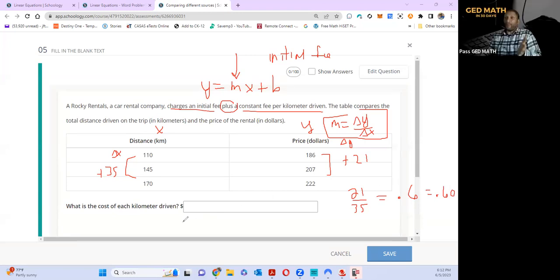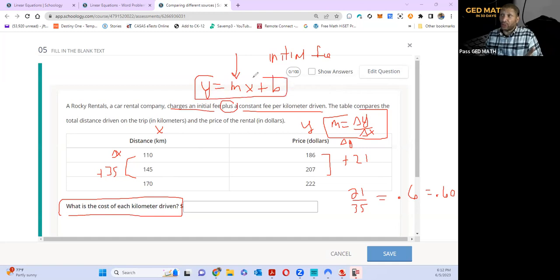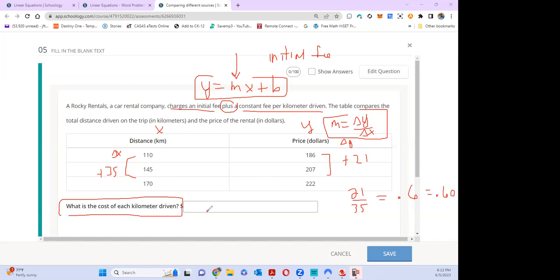So we know the cost of each kilometer driven. Even though y = mx + b has two different parts, the initial fee plus the constant fee, they're only asking us the cost of each kilometer driven, which is the slope. So it's 60 cents. And that's how you would do that problem.